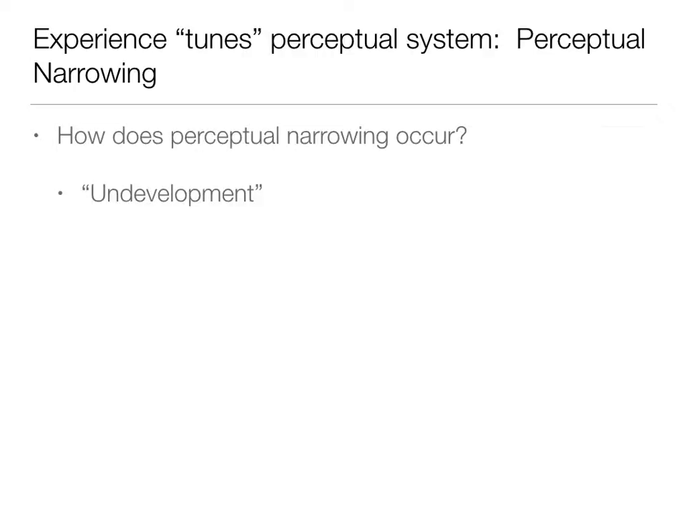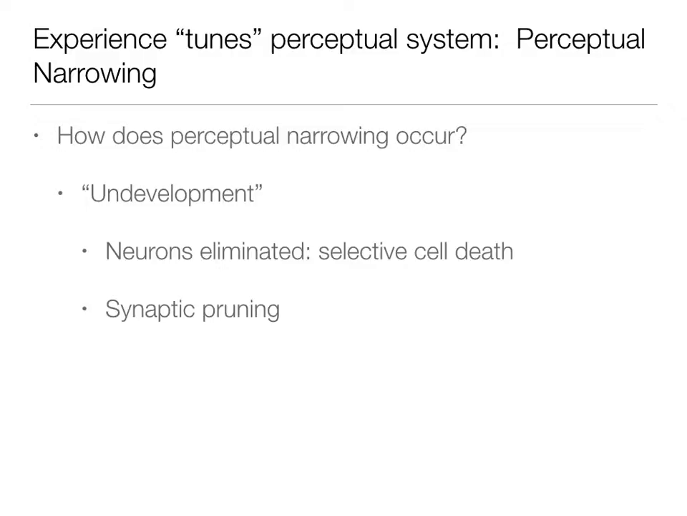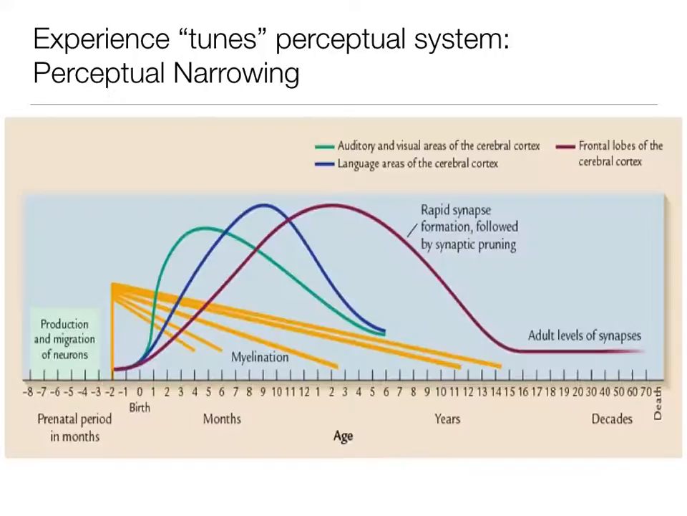We talk about it in terms of development of the brain, where neurons are being eliminated. Certain neurons will die because they're not being used. We'll also see this in terms of synaptic pruning. So remember, synapses are those connections between neurons. If those connections are not being used, that connection will die too. You can see it really well in this image here.